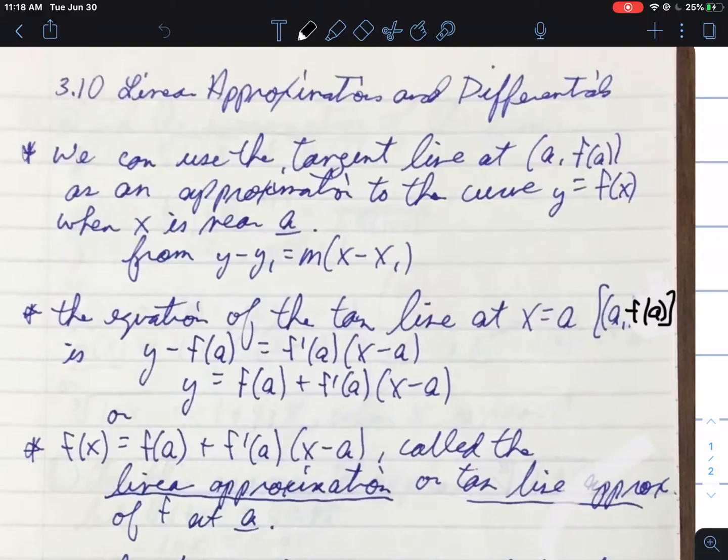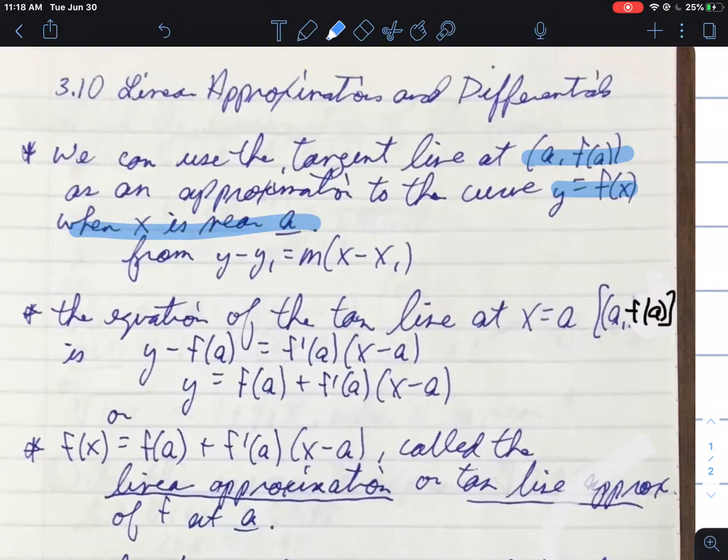All right, so let's start with the linear approximations. We can use a tan line at a point, say a, f of a. I'm picking a specific point. We can use the tan line as an approximation to the curve y equals f of x, as long as our x value is near the a value, right?